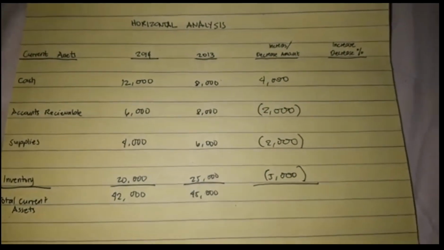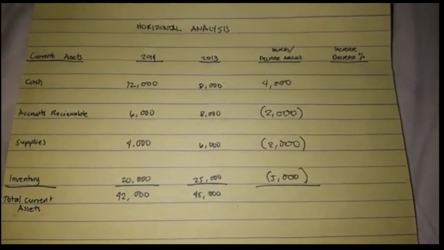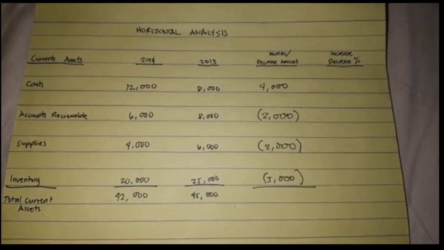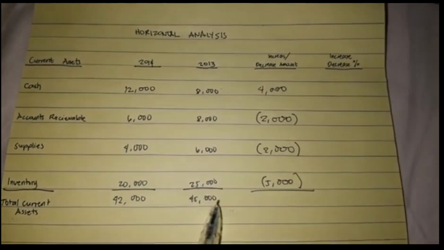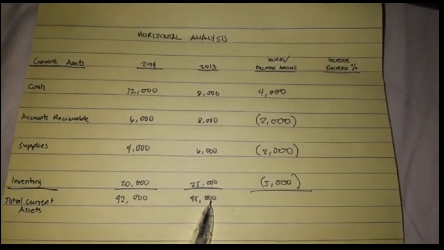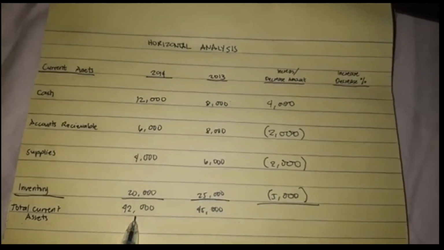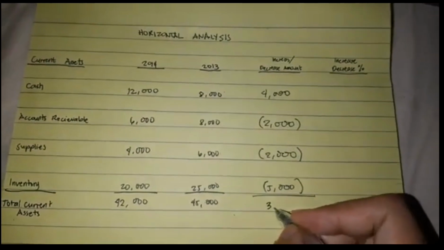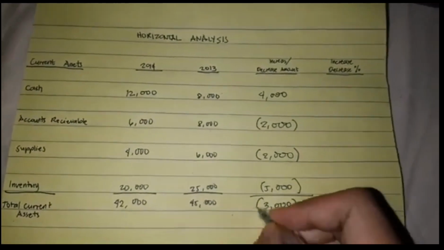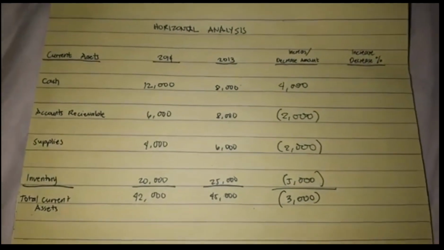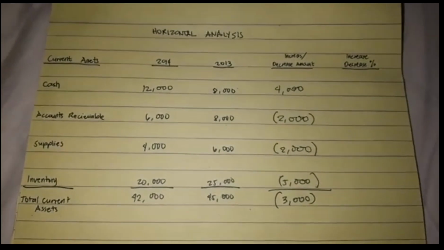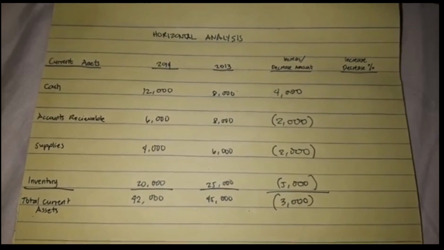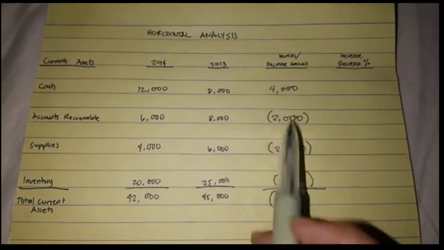So I had 1 increase and 3 decrease. Now my total current assets was 45,000 in 2013, then it went to 42,000. So I had a 3,000 decrease. And so that's how you compute those decreases and increases, basically just taking the base year and the difference between the base year and the next year.